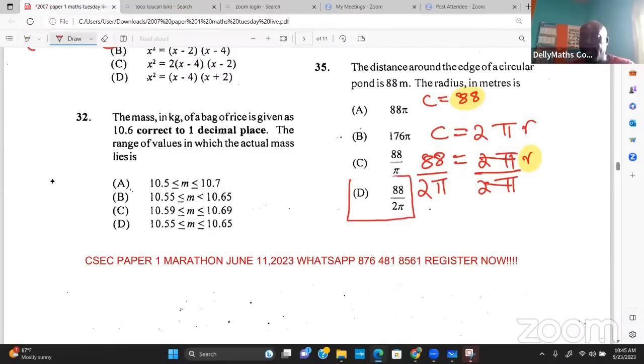And definitely, it's right there, right? 88 over 2 pi. As you can see, it's not like they're trying to see the value. They want to know if you can put this together, right?